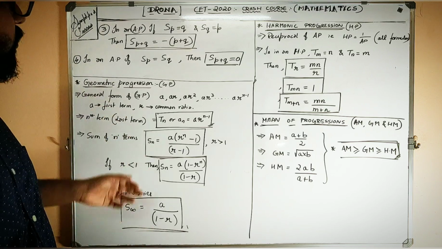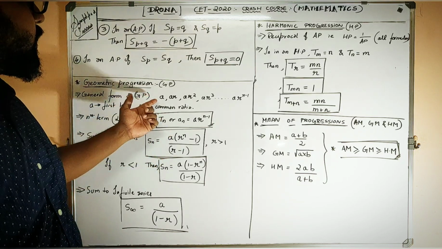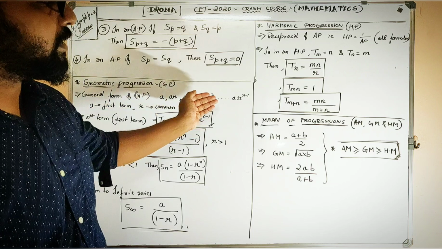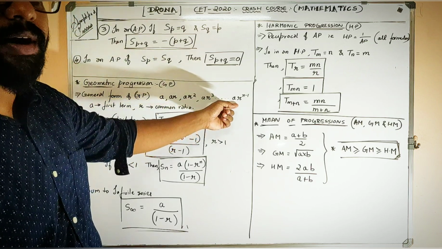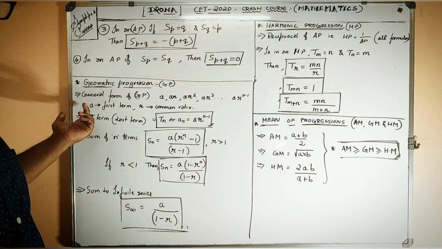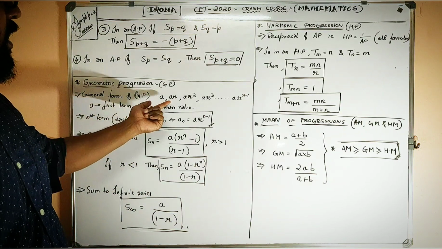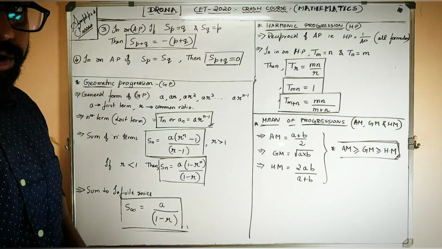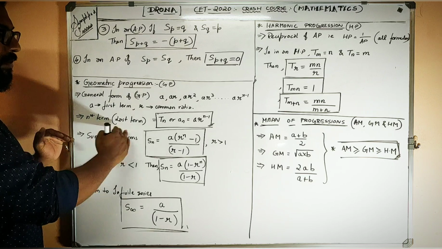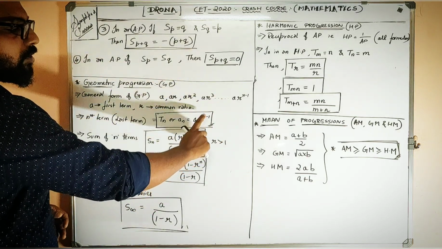In this topic, you need to know about the general form of GP, that is a, a r, a r square, a r cube, and it continues till a r to the power of n minus 1. That is the general form of a GP. You already know that a is the first term, and r is the common ratio. Then the nth term or the last term of that GP is given by a r to the power of n minus 1.